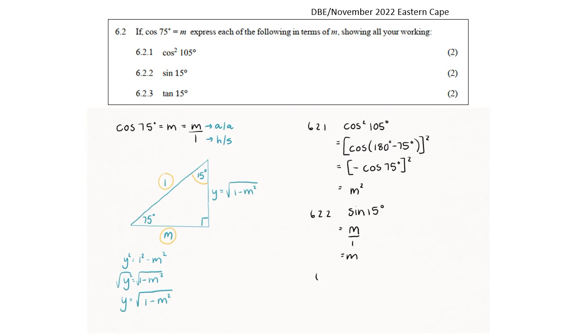Lastly, we need to determine tan of 15 degrees. And we can do that again by working from the triangle. Tan is opposite over adjacent. So tan is then equal to m divided by the square root of 1 minus m squared. This question counted 2 marks, and you get 2 marks for the final answer.